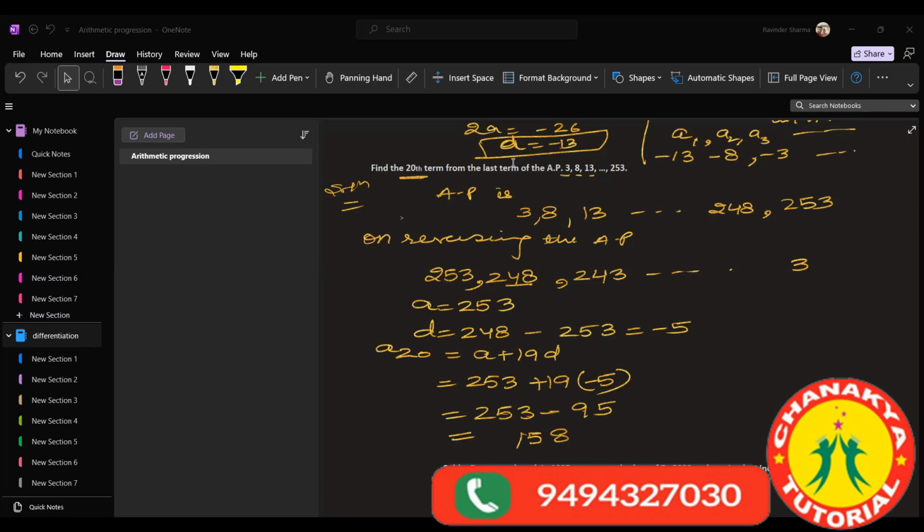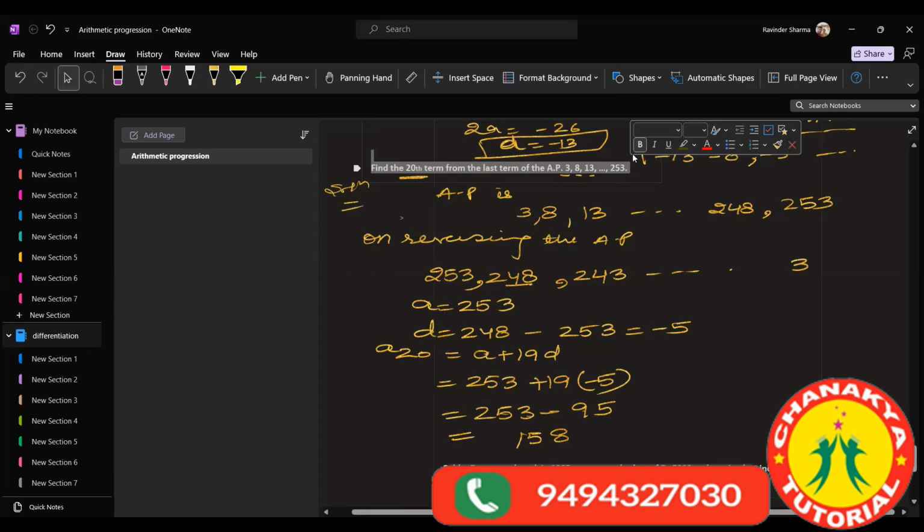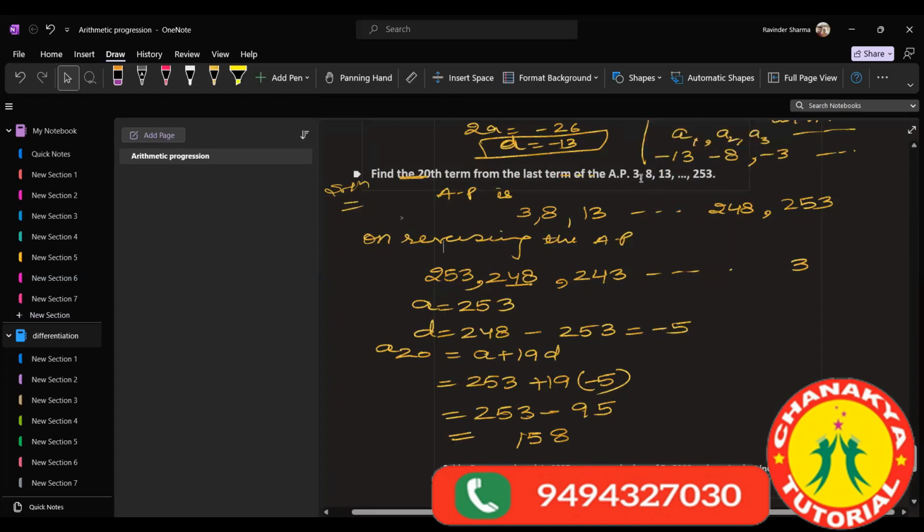And how did you get the AP in reverse, like 248 and 243? The AP is given, beta, in the question. Because there is a difference of 5, common difference is 5. That's why I have written 248. See, the AP is 3, 8, 13, right? Got it. Okay.